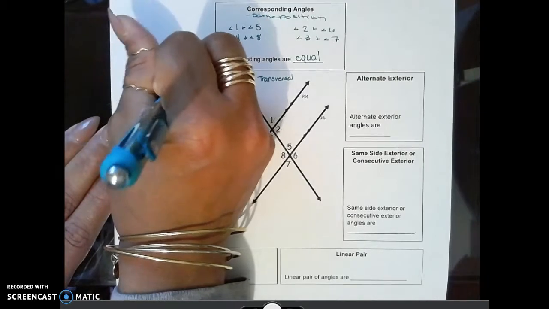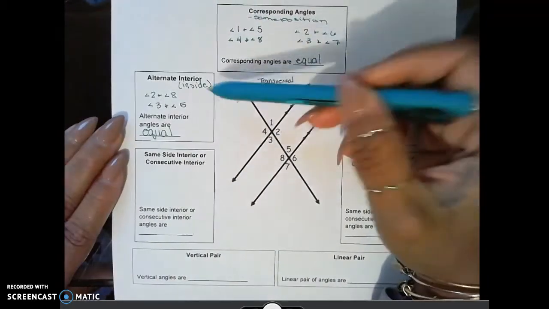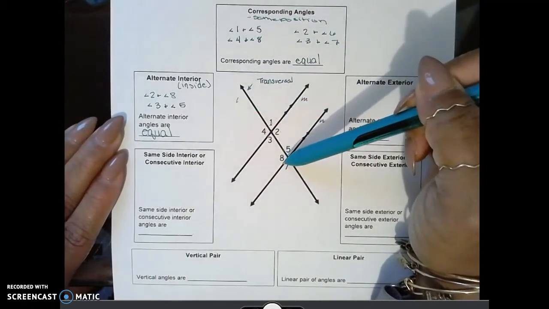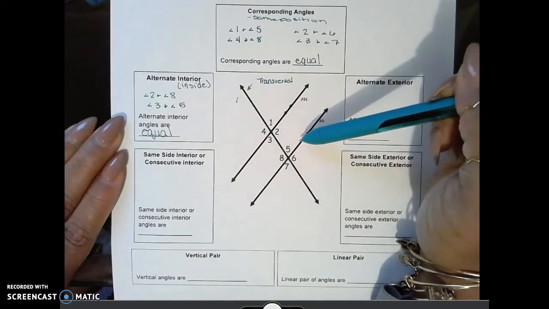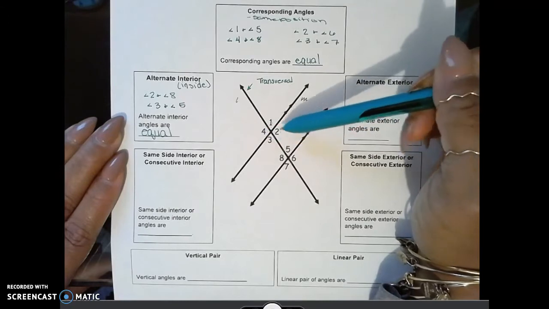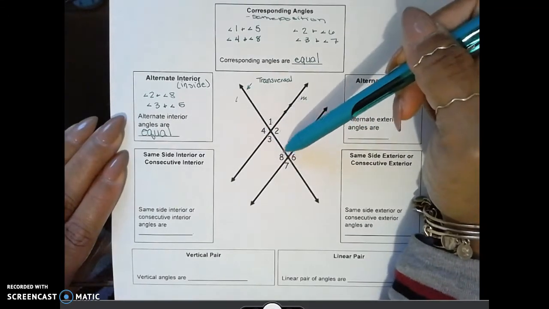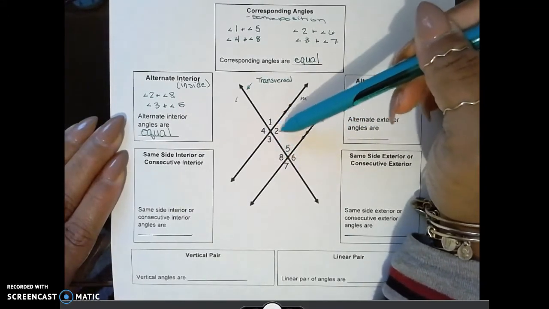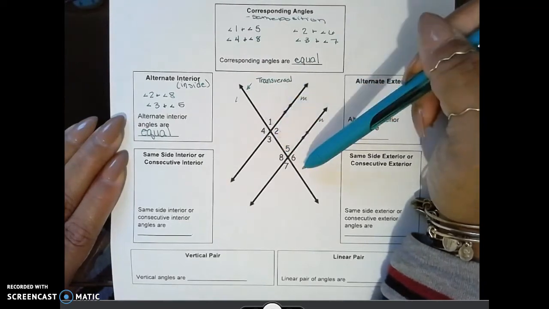Again, go ahead and pause the video and see if you can figure out. So you should have angle 2, angle 8, and then also angle 3 and angle 5. Those are interior because they're on the inside of the parallel lines on the opposite side of the transversal.